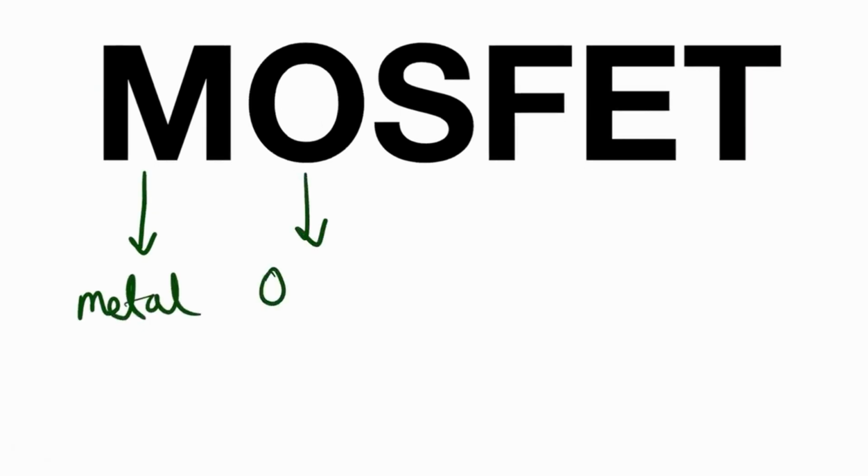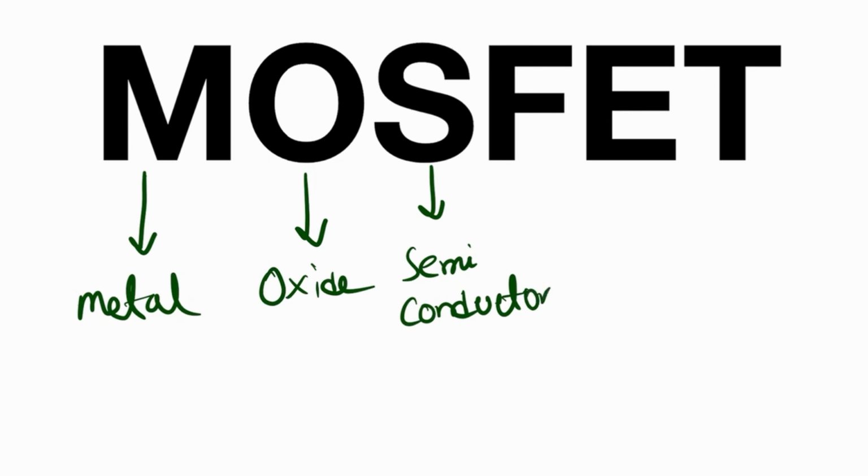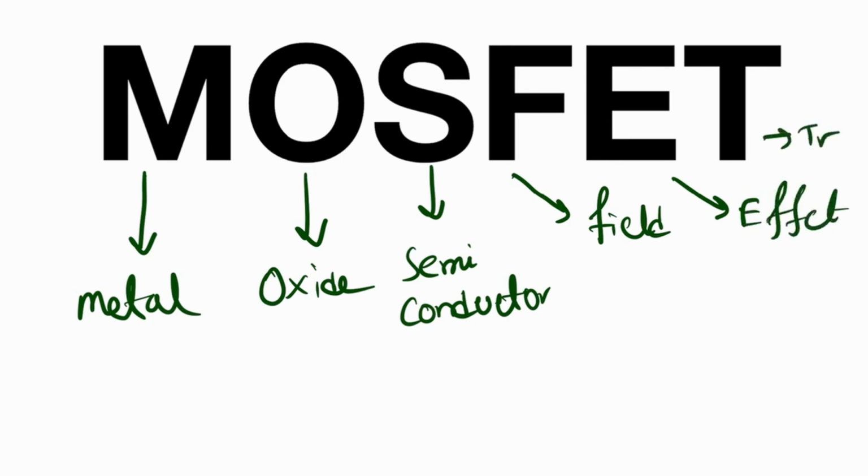principle of the MOSFET. So first, let's see what a MOSFET is. In MOSFET, M stands for metal, O stands for oxide, S stands for semiconductor, F stands for field, E stands for effect, and T stands for transistor.